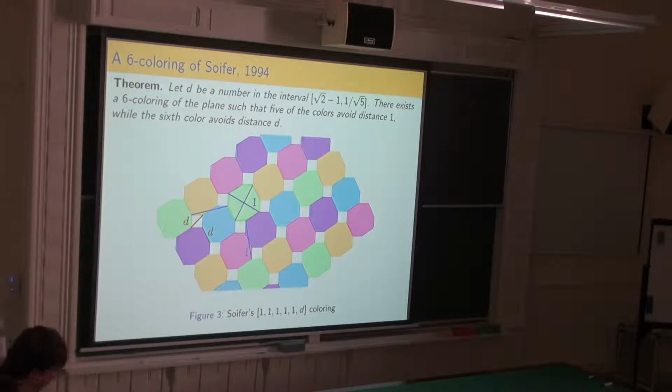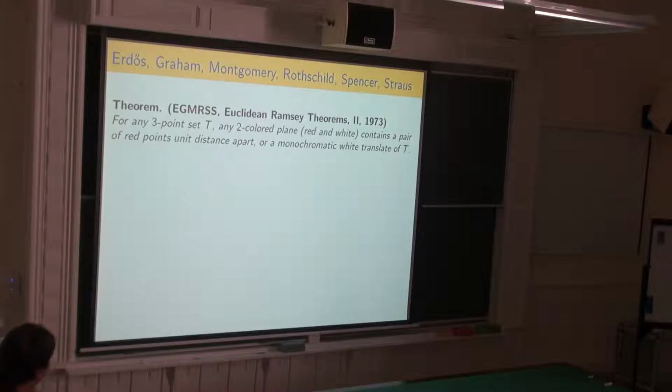So with 6, Seufer calls this type of coloring a 1-1-1-1-1-D coloring, which means each of the first 5 colors avoids distance 1, the 6th color avoids distance D. And one nice question would be to try to expand on this interval. Can you actually prove the same type of results for D's outside this interval? Apparently, it's not that easy. Now, we go back to a question from a famous paper by some famous people.